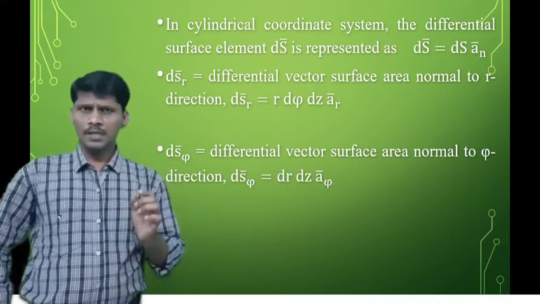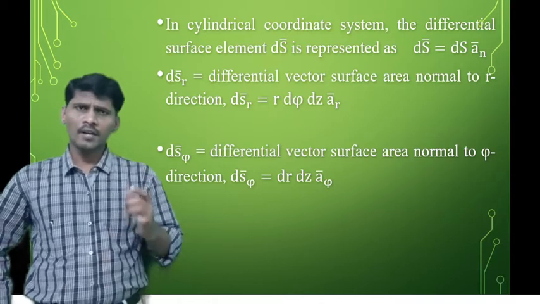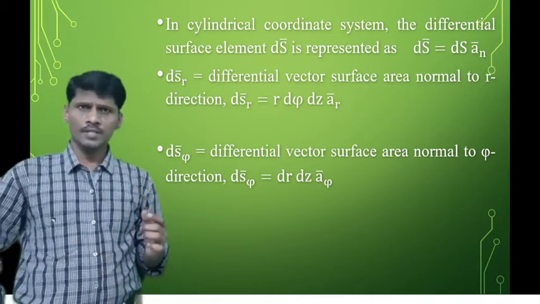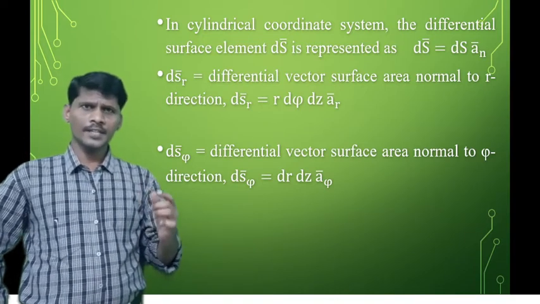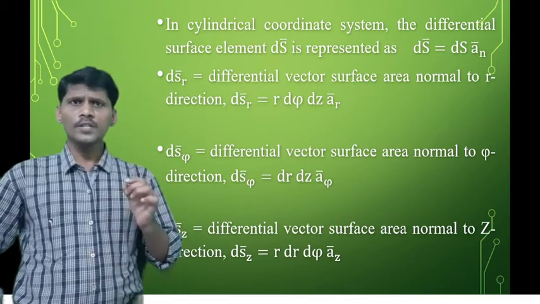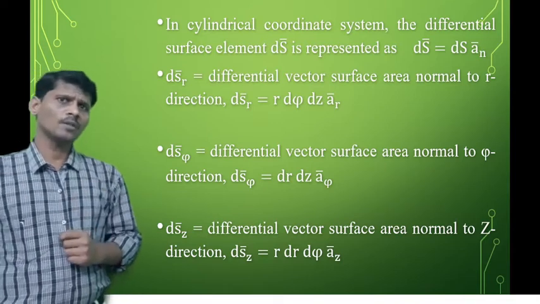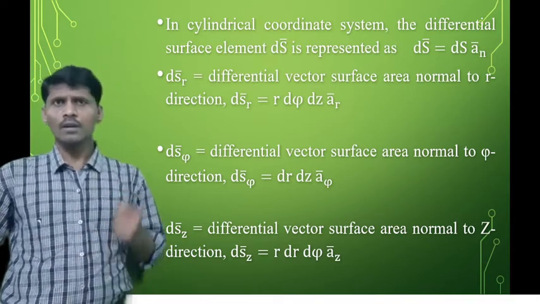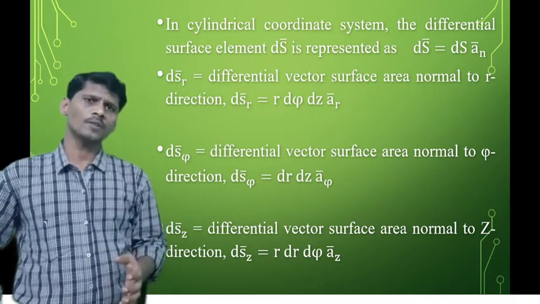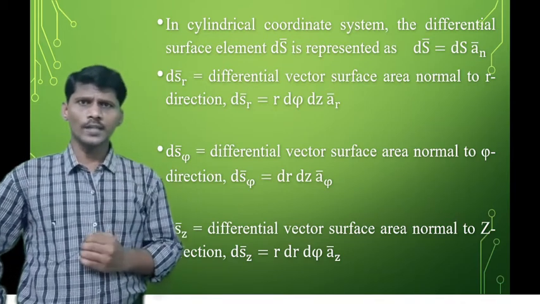Next, ds phi bar is the differential vector surface area normal to phi direction, and it is given by ds phi bar equal to dr dz into a phi bar. Next, ds z bar is the differential vector surface area normal to z direction, and it is given by ds z bar equal to r dr d phi into az bar. So these are the expressions of differential vector surface area in cylindrical coordinate system.